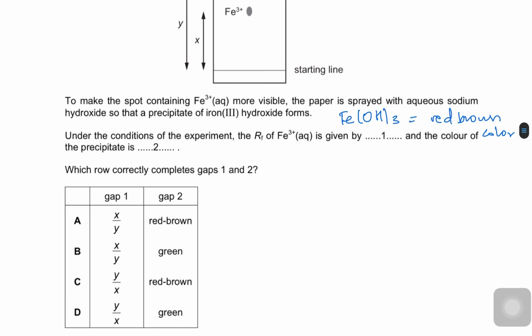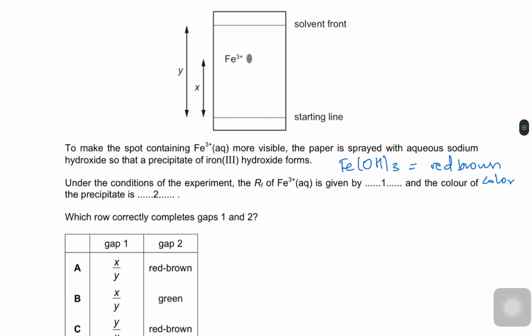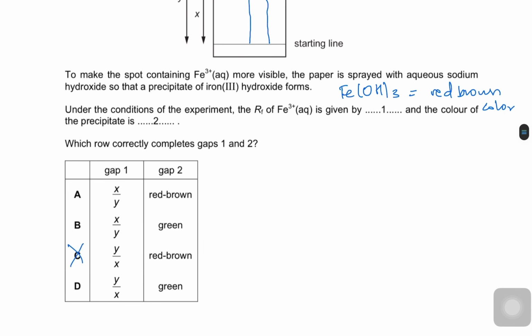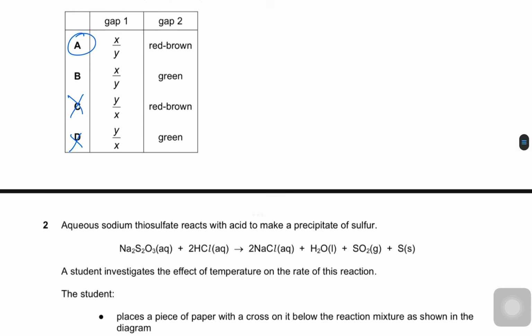Let's go for the options. Which row correctly completes gap 1 and 2? So gap 1 means how do we find the RF, which is solute front X divided by solvent front, which is Y. So X over Y. C and D are wrong, and the precipitate would be red brown because of iron 3 hydroxide.